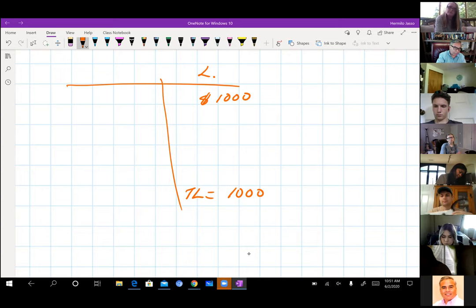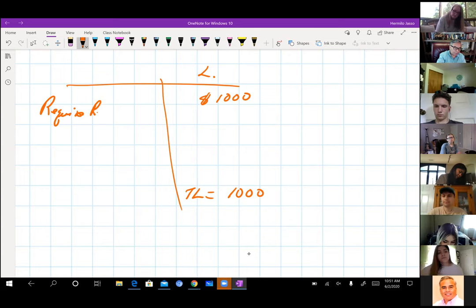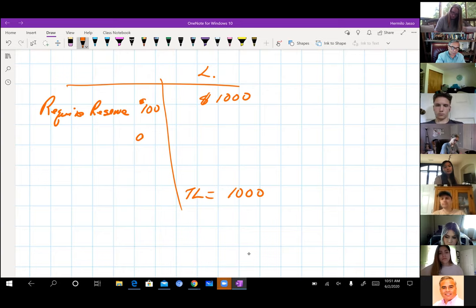the bank has to keep a required reserve. They have to keep X amount of money on reserves. In other words, they cannot touch it. So for simplicity, let's say it's 10%. So then the bank has to keep $100 in required reserves. So at this point, the bank has $900 in excess reserves. In other words, they have $900 in excess of what they are required.